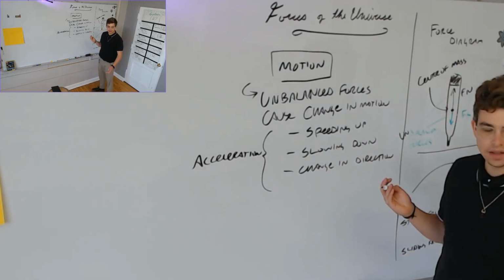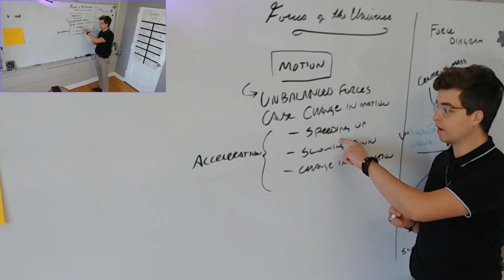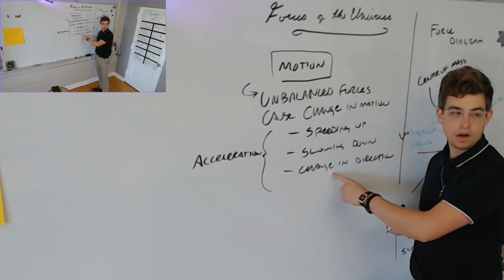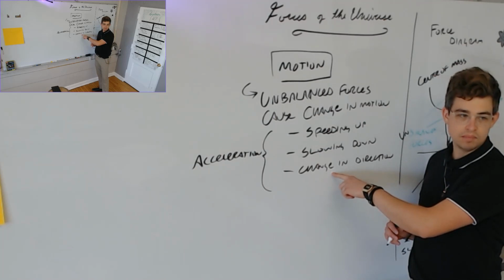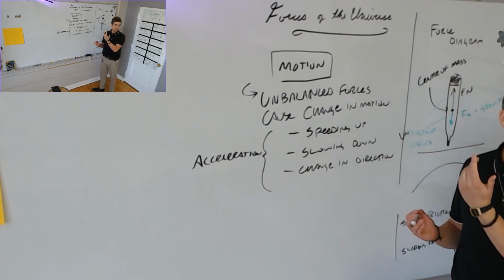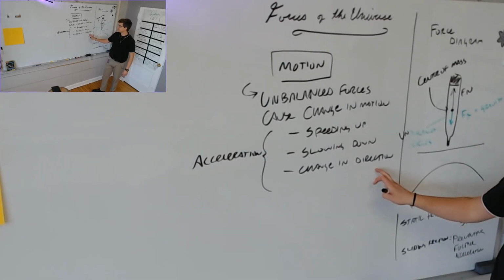In our daily life, we usually just call speeding up acceleration. That's why the gas pedal is called the accelerator. But in physics, all of these are acceleration. We don't use the word decelerate in physics. That's a made-up word. Well, I mean, all words are made up. But we don't use the word decelerate. These are all kinds of acceleration.